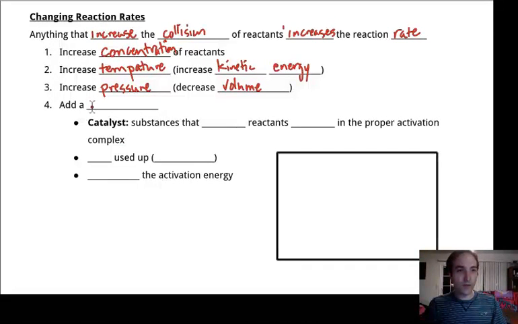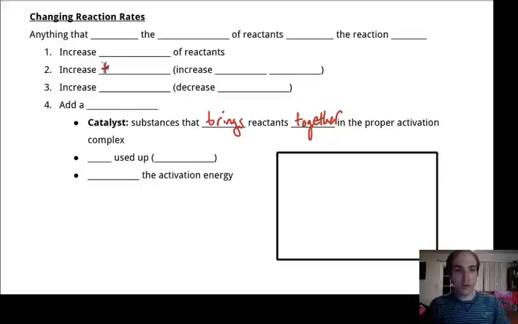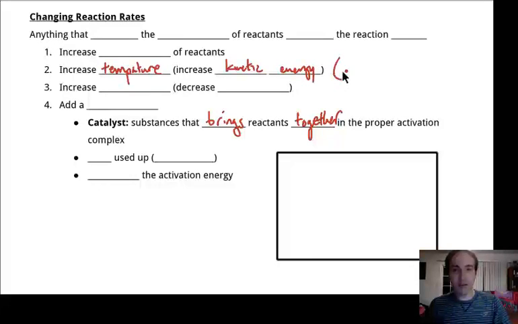Now the fourth and final way that you can change reaction rates is something we talked about earlier, and that would be to add a catalyst. Okay, so what is a catalyst? A catalyst is a substance that brings reactants together in the proper activation complex. So just like how increasing the temperature was a way of increasing the kinetic energy, and in turn, that helped pay the activation energy.